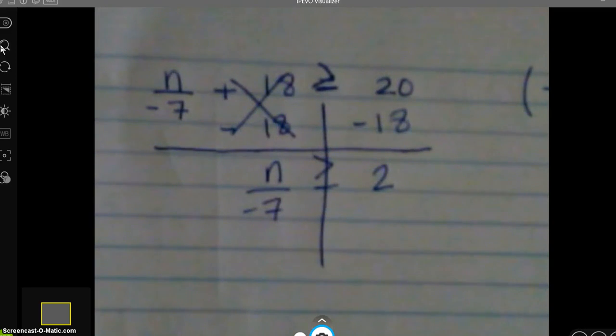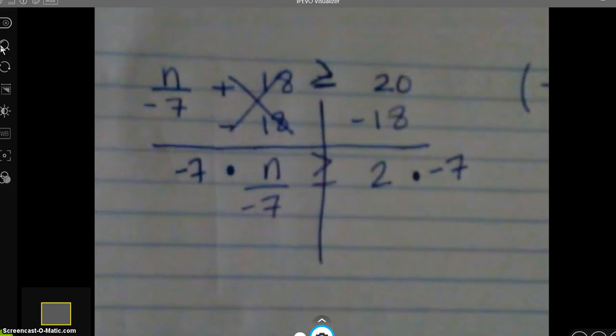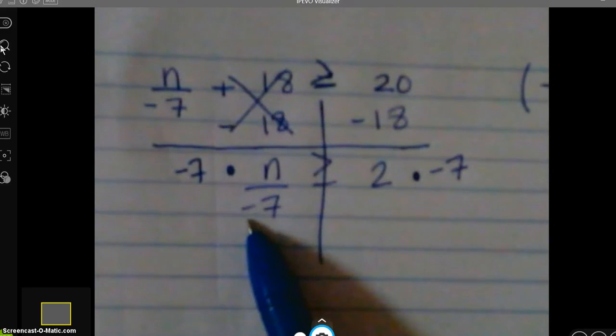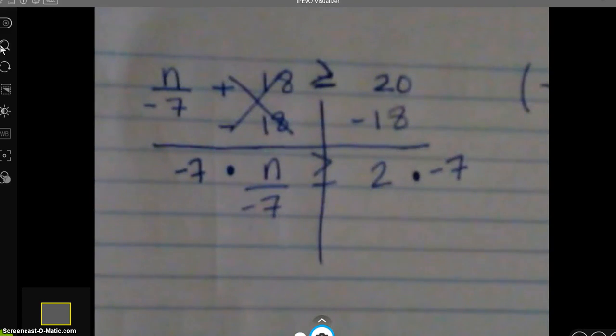Now, I need to still get n by itself. It's not by itself because I see a divide by negative 7. How do you get rid of a divide? You multiply, right? Multiply the other side by the same number. Now, notice what I multiplied by. I multiplied by a negative because that's what's down here. Because negative, negative, when I divide those, it becomes a positive, right? Because that's a triangle. So we're good. If we know to use the same number, then we can cross out.